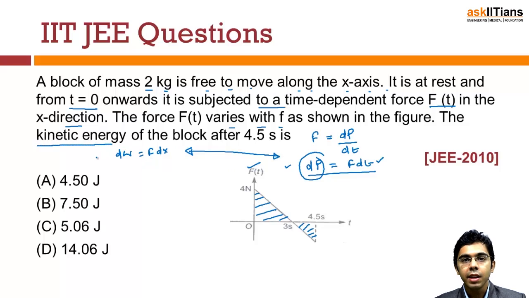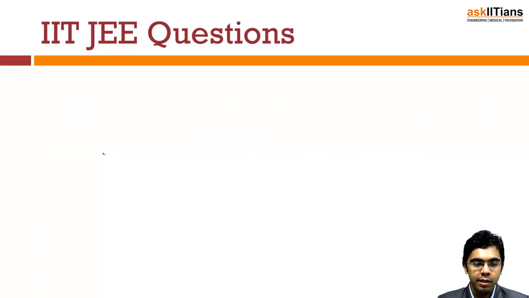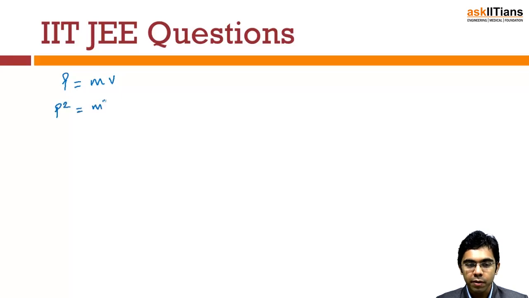How can we find out the kinetic energy if we have the momentum? Momentum is equal to mass into velocity, or if we talk about the magnitude, it is mass into speed. So let's consider mass into velocity. Now if we square this, it comes out to be m square v square.